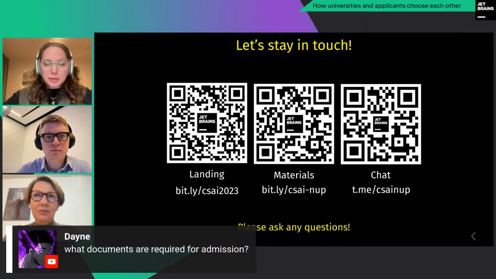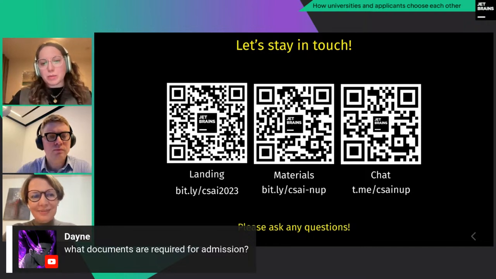Actually, there is a list of documents, but they are just obtained from your authorities, like a criminal record certificate, etc. So the main document is a school leaving certificate. It also depends on whether you need a visa or not, because then the list of documents can change dramatically. So if you have any questions, once again, join our chat and we will answer them.